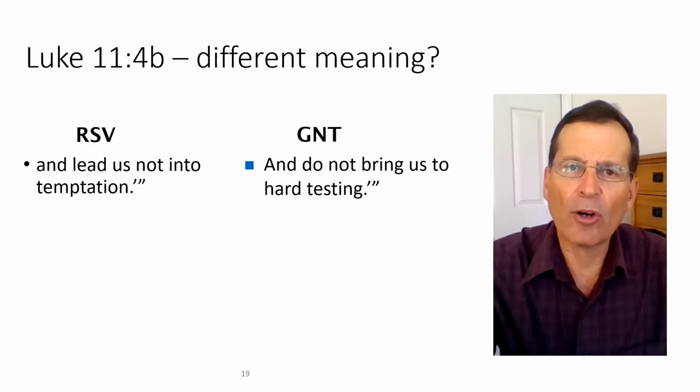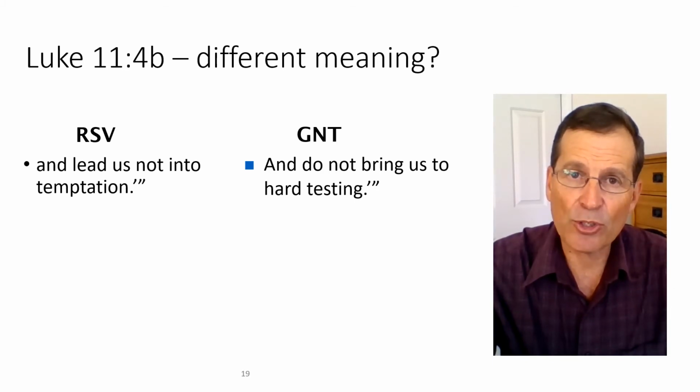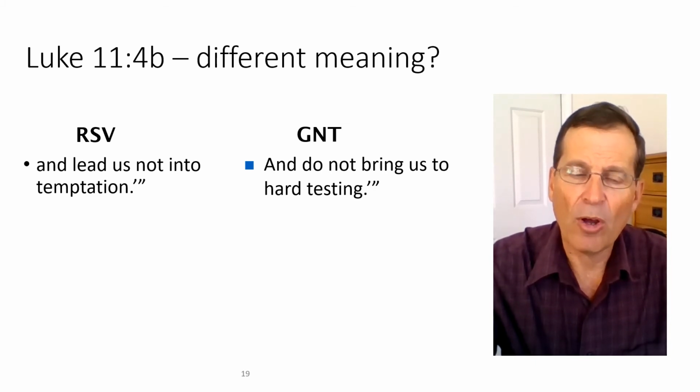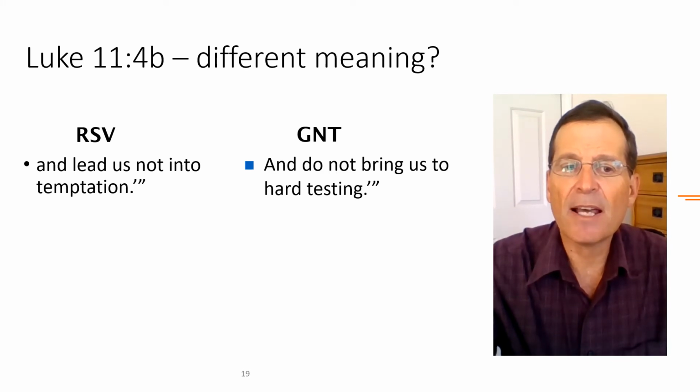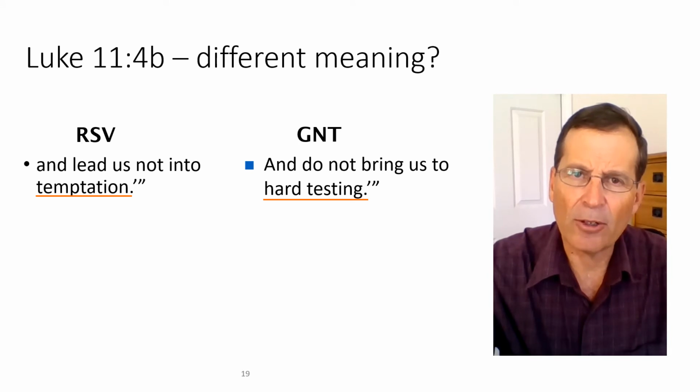So we now have our last question that we identified that we need to do further research on in order to understand the meaning of the source text. In the second part of verse 4, RSV says, "And lead us not into temptation." G&T says, "And do not bring us to hard testing." So are these just different ways of saying the same thing? Or is there a difference in meaning here? And if so, which should we follow in our translations?